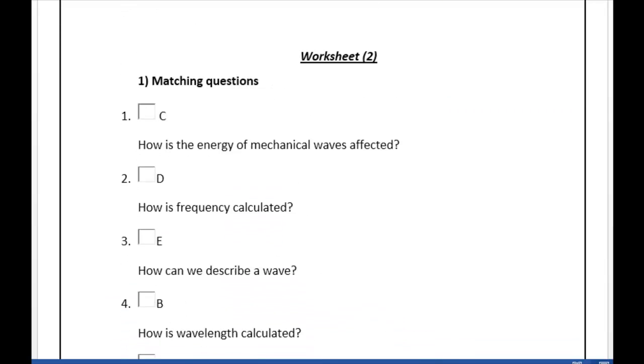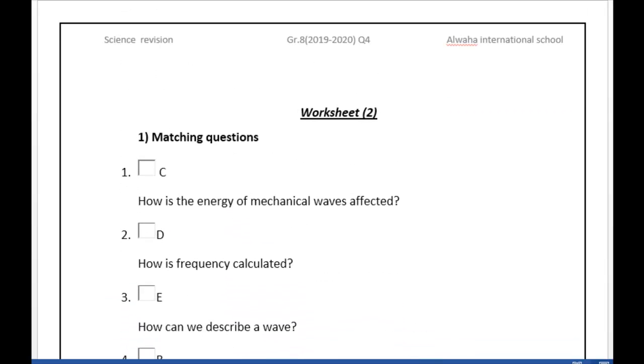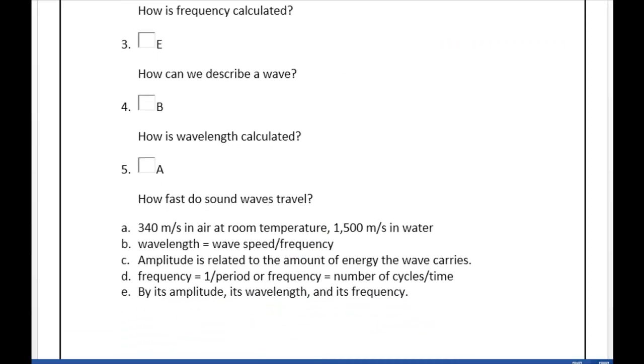Worksheet 2, matching question. How is the energy of the mechanical wave affected? How is the energy of the mechanical wave affected? So the answer will be number C. Amplitude is related to the amount of energy the wave carries.